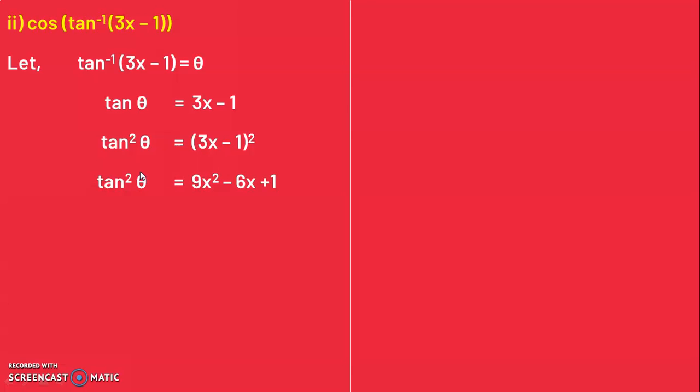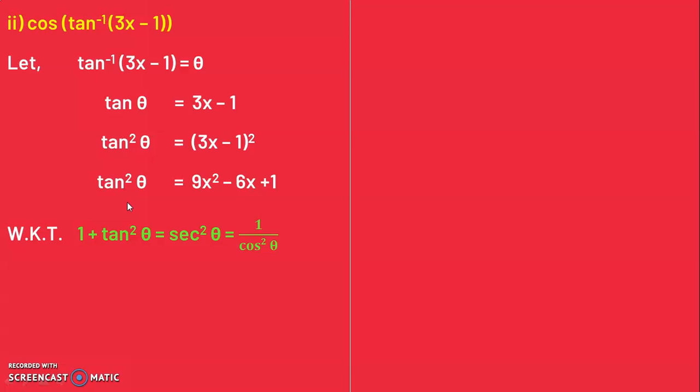Now we know a formula in terms of tan square, that is 1 plus tan square theta is equal to secant square theta, which is equal to 1 by cos square theta. We already know this formula, and we know that secant theta is the inverse of cos theta. Therefore secant square theta is equal to 1 divided by cos square theta. So 1 plus tan square theta is equal to 1 by cos square theta.